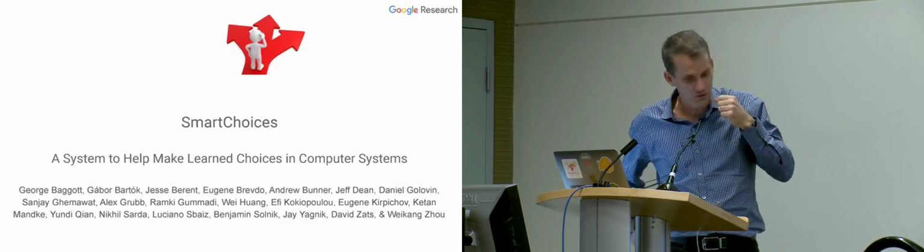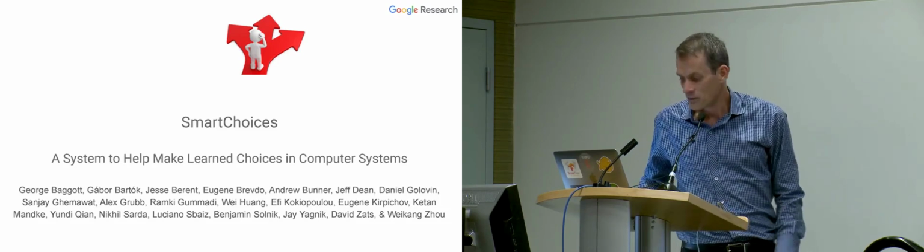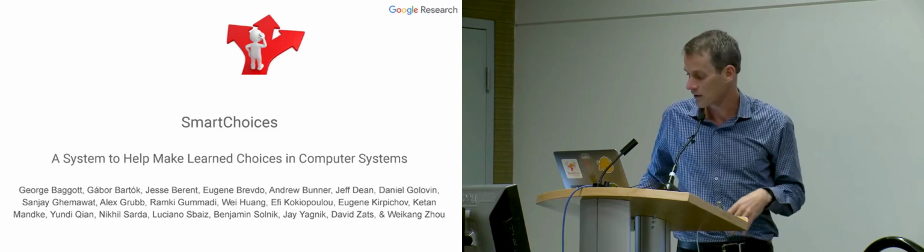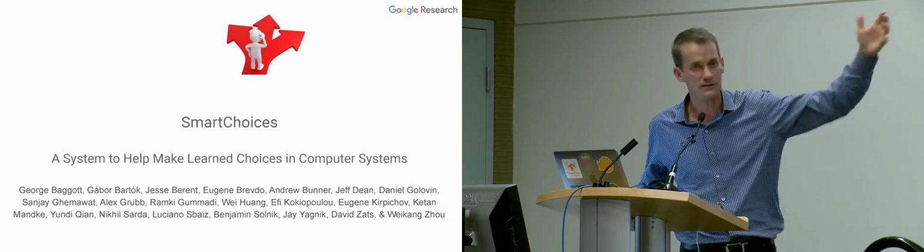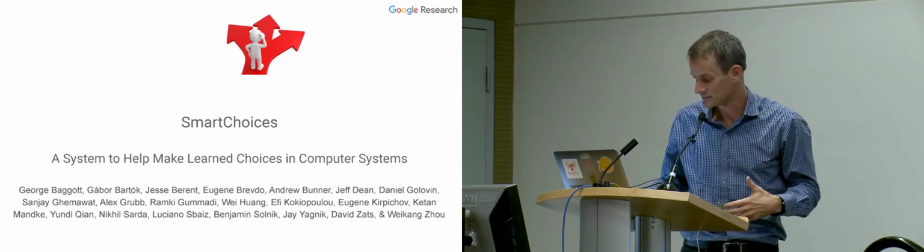So we've been working on a system called Smart Choices. This is a collaboration with, again, a number of people, which is a system to help us make learned choices like the ones I just described in computer systems. We didn't actually use Smart Choices for the previous example, but it is indicative of the kinds of things we're targeting.